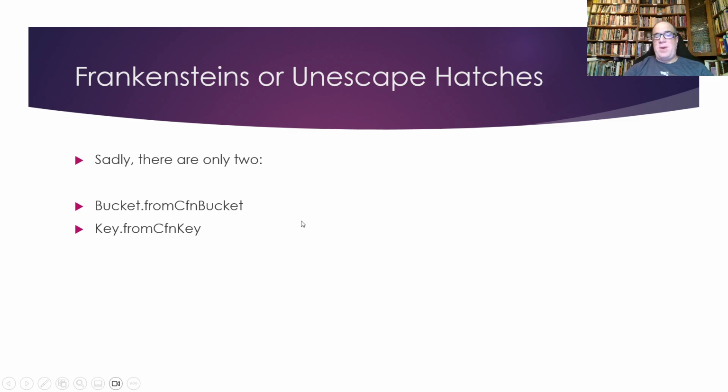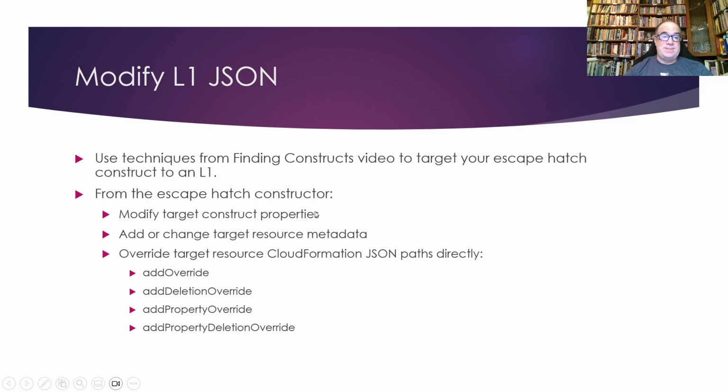Okay, so they also talk about possibly using Frankensteins or unescape hatches. Sadly, there are only two of them: bucket from CFN bucket and key from CFN key. So hopefully there'll be more of these in the future and we'll be able to do this more easily. But right now, it's just these two. So I won't be going over this. If you want to see these in action, go watch the video Finding Constructs. That's 2 videos ago in this series.